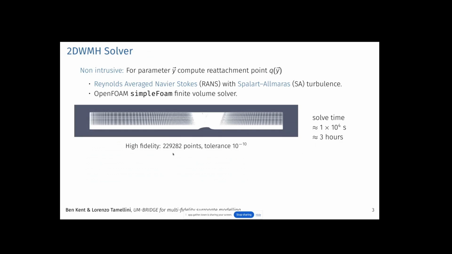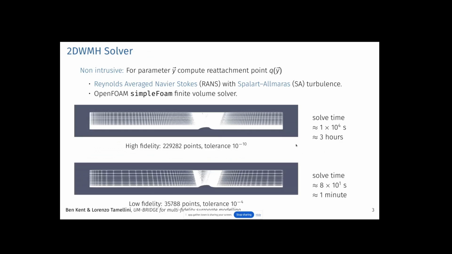And in practice, this requires a mesh with 200,000 points and a tolerance of 10 to the minus 10 to get an accurate answer. The problem we have is that if we solve this once on our moderately powerful computer, it takes about 3 hours. If we're forming a surrogate model and need 10, 100 realizations of our parameter y, this is very expensive. We don't really want to be spending 2 weeks to form our surrogate. So what can we do?